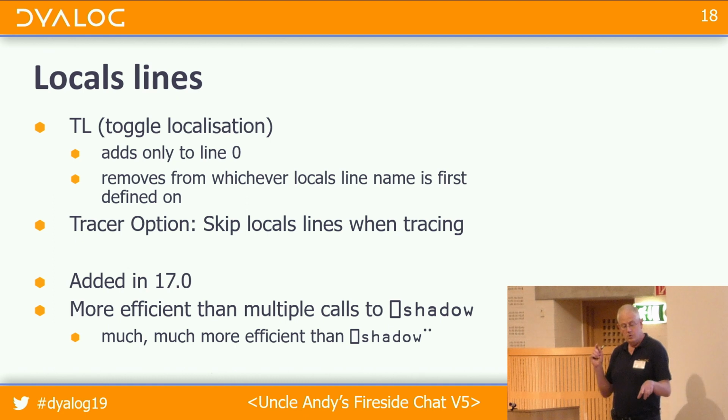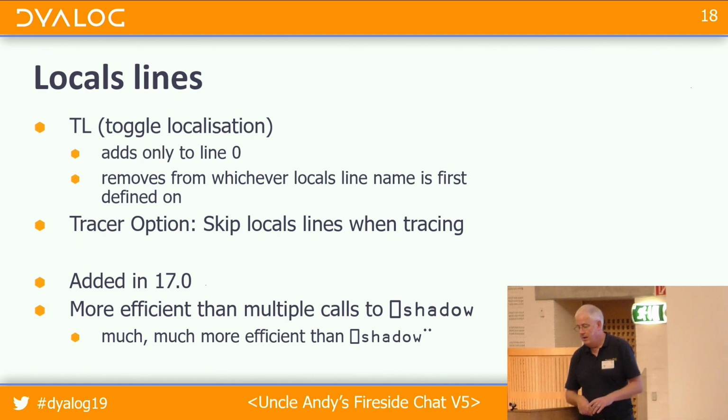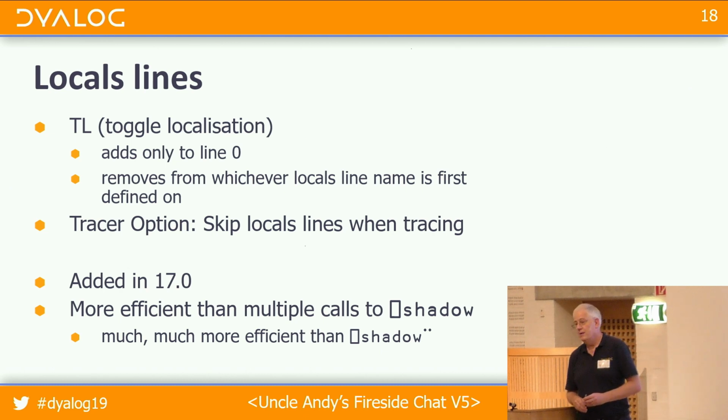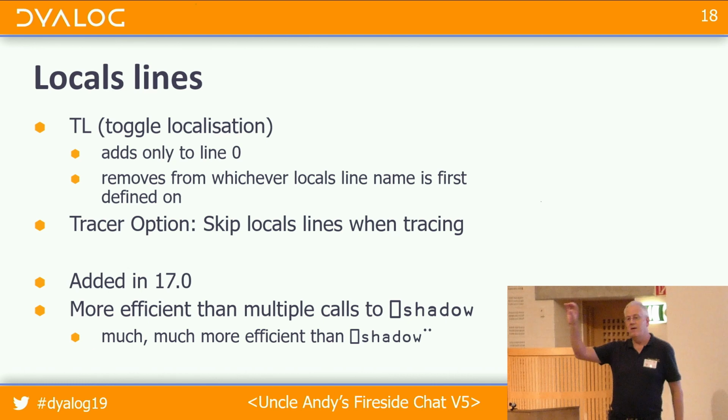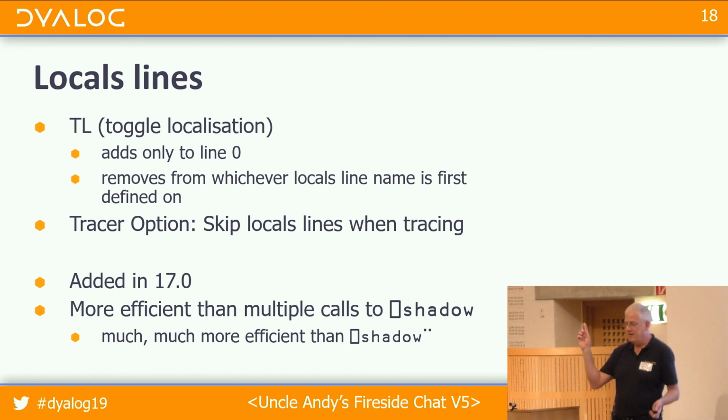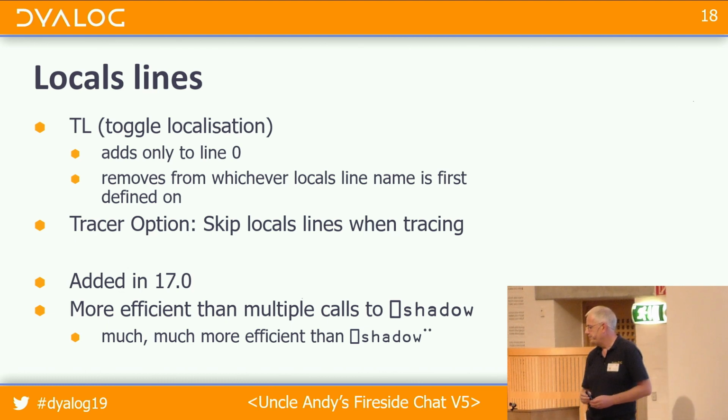We have an option, toggle localization, on a Windows keyboard. That's Control up arrow. And that says if the name I'm hovering over is currently localized, unlocalize it. So that will take it out of whatever locals line it has been defined on. And if I hit toggle local on a name that is not localized, I'm afraid we only ever add it to line 0. So if you decide to unlocalize everything and localize everything again, you've gone from multiple locals lines to a very long line 0 again.